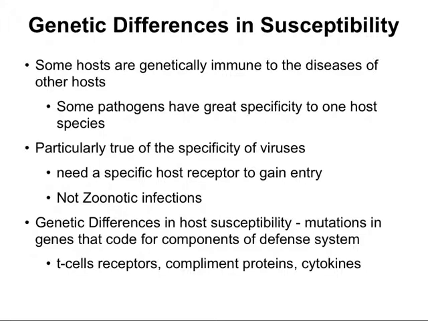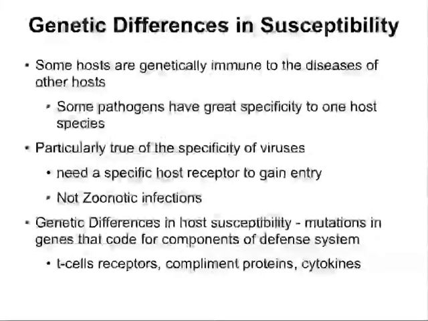Now, there are also genetic differences in the host susceptibility. These could come from mutations in genes that code for components of the defense system, like T cells and their receptors, the complement proteins, and the cytokines, all of which we'll be exploring later on in these chapters.